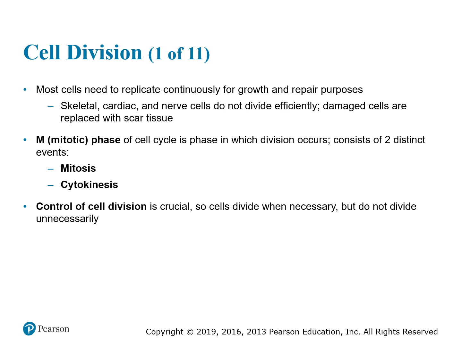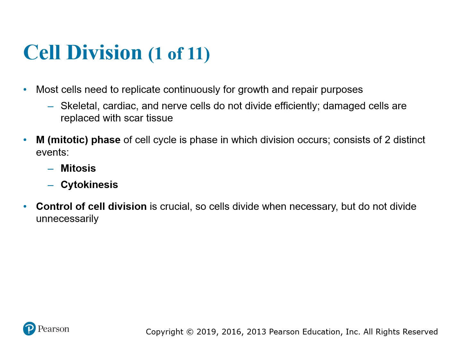So most cells are replicating and growing continuously. Not all. For instance, skeletal, cardiac, and nerve cells do not divide efficiently, and they do not replace themselves efficiently. If you damage them, you will get scar tissue there instead.